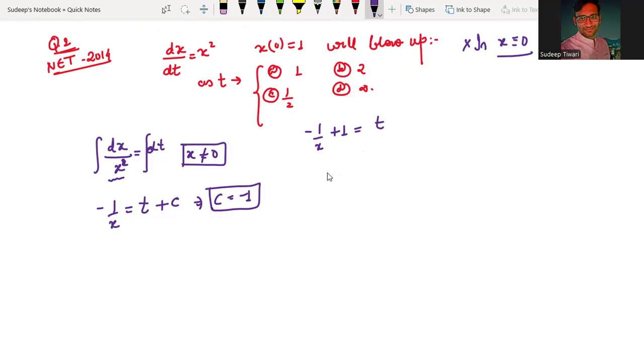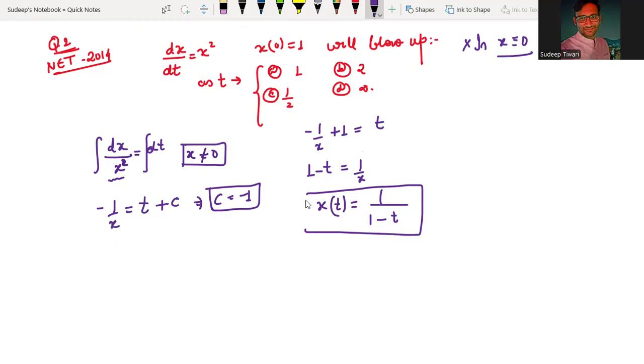And from here you get 1 minus t is equal to 1 upon x. So your x as a function of t turns out to be 1 upon 1 minus t. And clearly this blows up to infinity as t tends to 1. So as t tends to 1, your x(t) goes towards infinity. So your answer should be A.